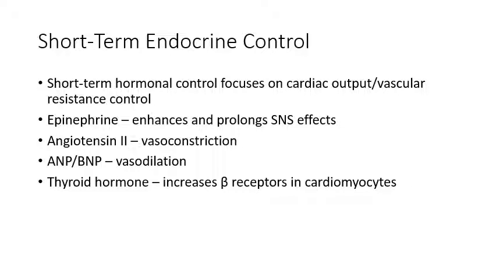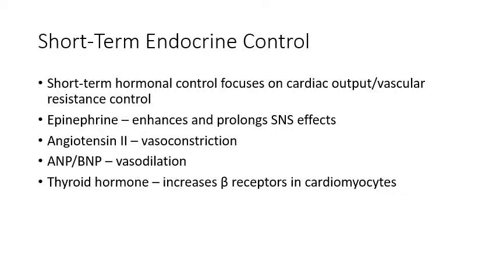So ANP and BNP are released from the heart when the heart senses that there's too much stretch in the heart because of too much blood filling the heart. The effects of those hormones is going to be the same. They cause vasodilation, and then vasodilation decreases vascular resistance. Decreased vascular resistance will decrease blood pressure, and that's going to kind of ease up the strain on the heart. It'll mean that less blood is coming back into the heart.